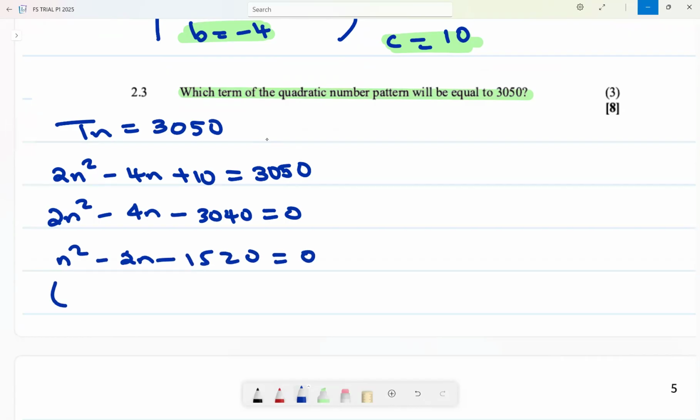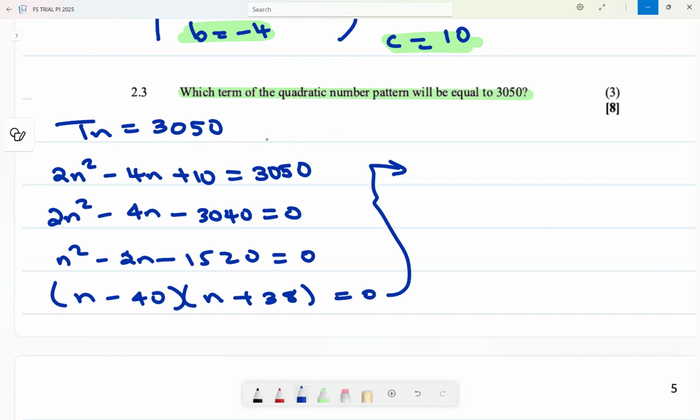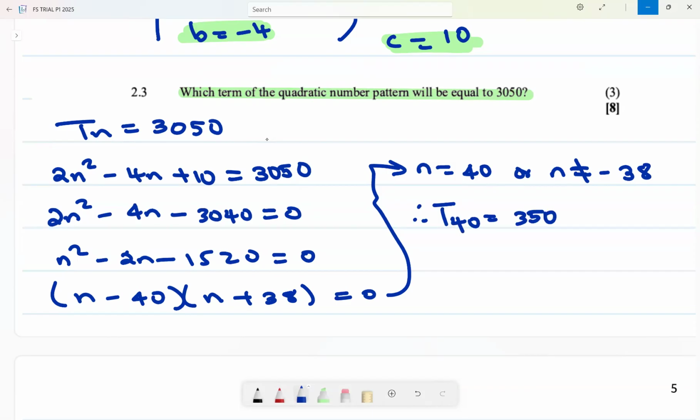And then the factors thereof give n is equal to minus 40. You can use the quadratic formula, guys. And I know that n is going to be equal to 40, or n is not equal to negative 38. Remember, it cannot be equal to 38. Therefore, T40 is equal to 3050. Okay.